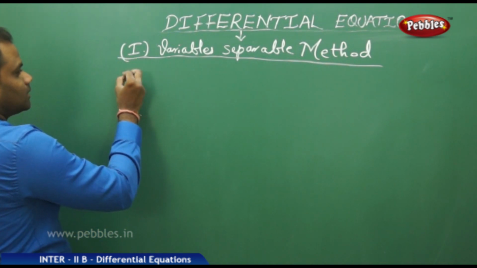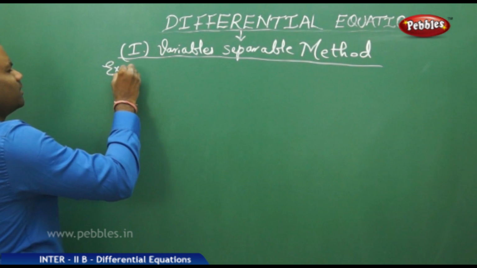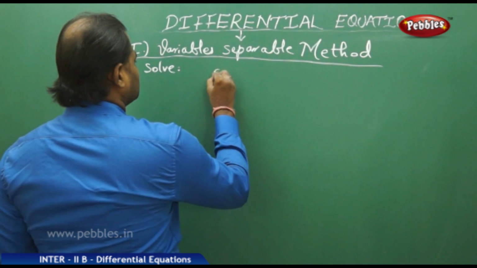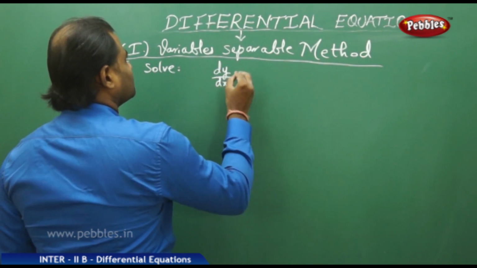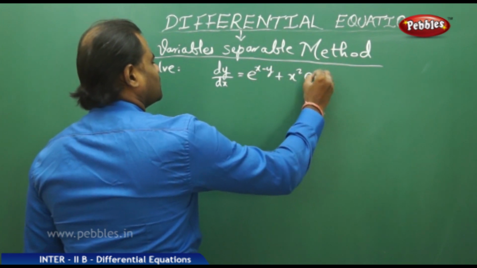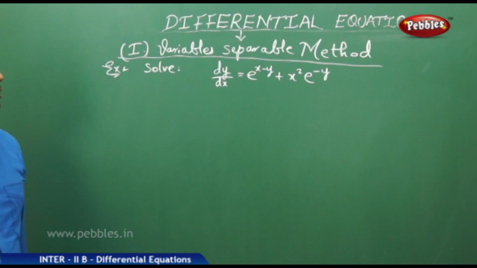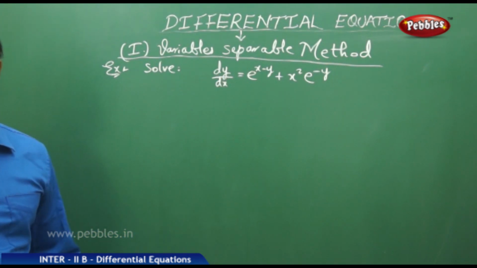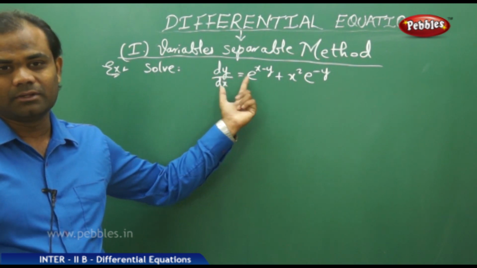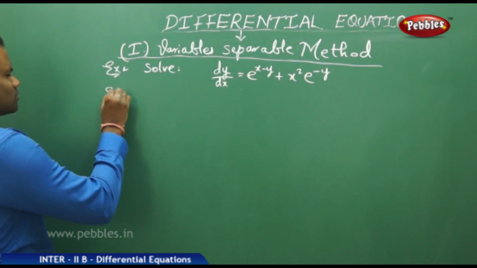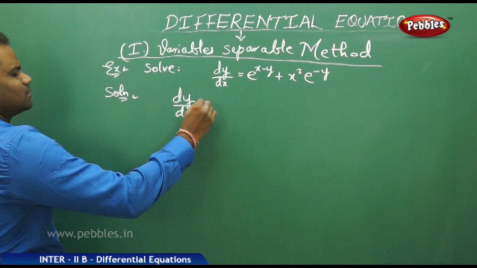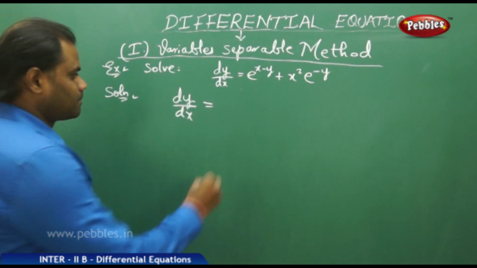So for example, I have the question which says solve the differential equation dy by dx equals e power x minus y plus x squared e power minus y. So I would like to solve this first order first degree differential equation in independent variable x and the dependent variable y. So in order to solve this, let me take the differential equation and modify it.